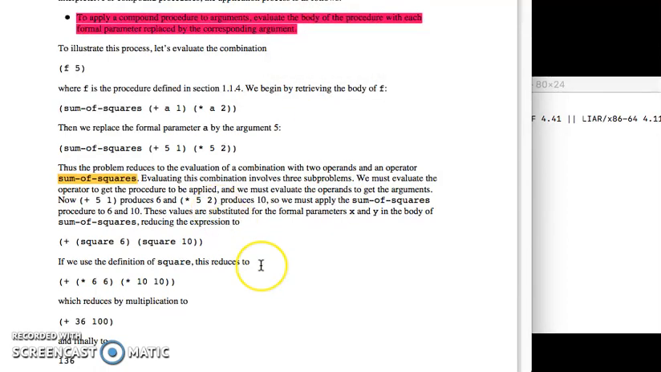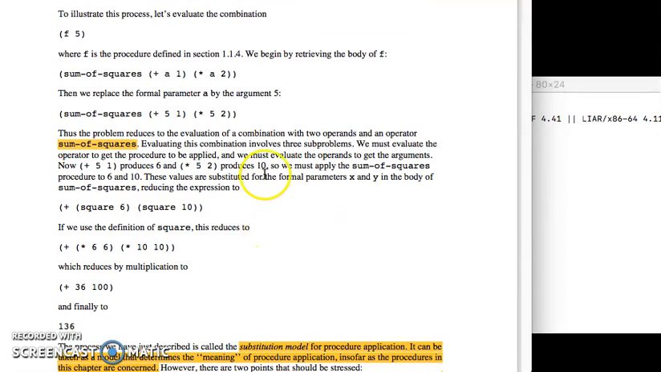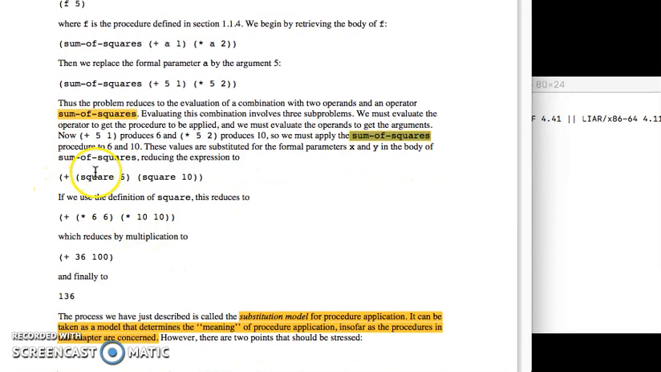We must evaluate the operator to get the procedure to be applied. We must evaluate the operands to get the arguments. Now, plus 5 and 1 produces 6, and multiply 5 and 2 produces 10, so we must apply the sum of squares procedure to 6 and 10. The values are substituted for the formal parameters x and y in the body of sum of squares, reducing the expression to plus square of 6 and square of 10.